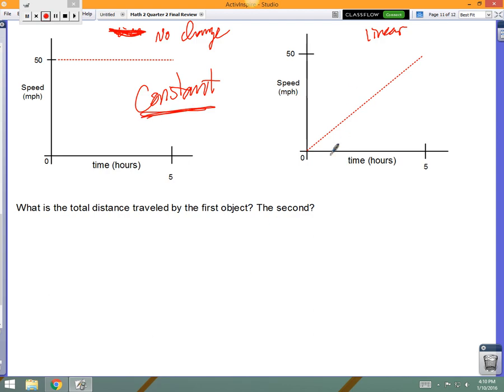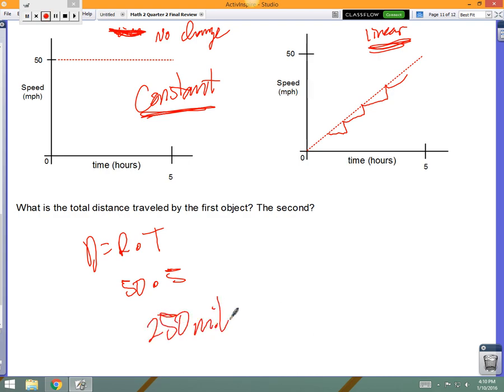This change is super predictable because it's a straight line, the rise and run is always the same, over, up, the same amount every time. So this is the definition of a linear. So what is the total distance traveled by this guy? Distance equals the speed times the time, and his speed never changes. So it's going to be 50 miles per hour times the time, so 50 times 5. So his total distance is going to be 250 miles.